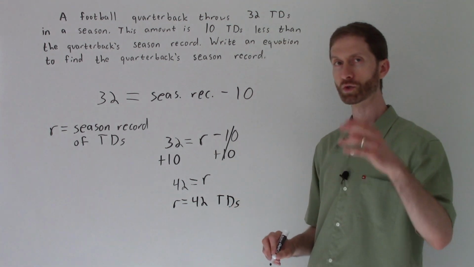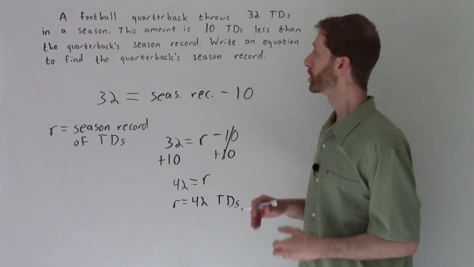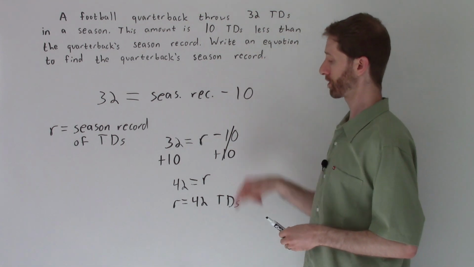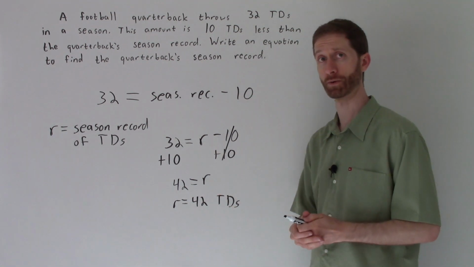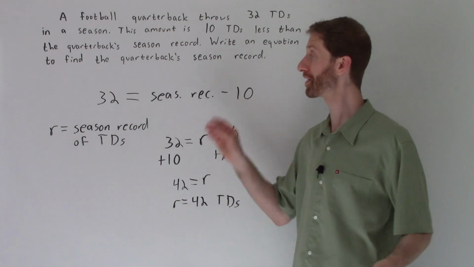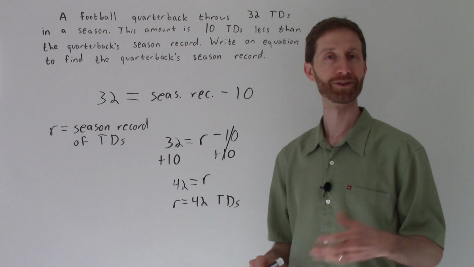And as usual, you might want to write this out as a sentence, which I will not. I'll just say it out loud. You might want to state that the quarterback's season record of touchdowns is 42. Now you got yourself a word problem and how to translate one that involves subtraction in a one-step equation. Awesome stuff.